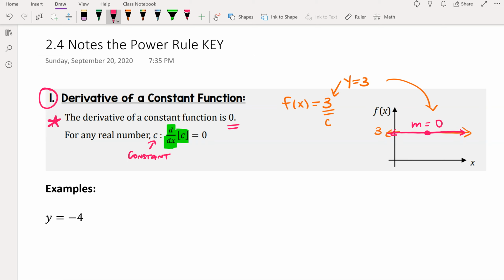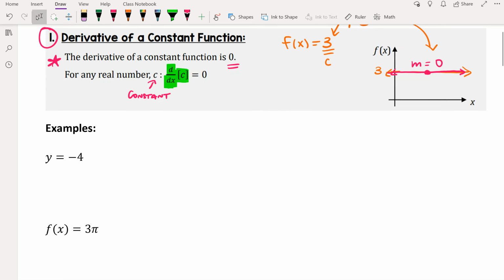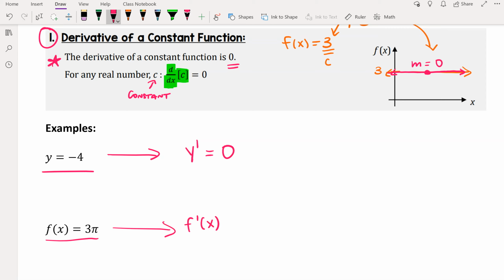Okay, so let's get some examples down. This will be very quick. So derivative of a constant, these are your examples, get them down. If y equals -4, and we're going to write the derivative over here on the right-hand side, y prime, that's the derivative, equals 0, because the derivative of a constant is 0. Okay? If f of x equals 3 pi, we're going to write f prime of x, that's the derivative of x, equals. All right, students often get tricked by this one.